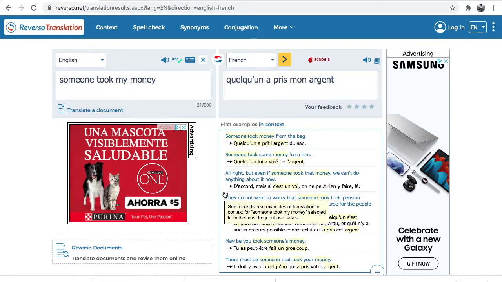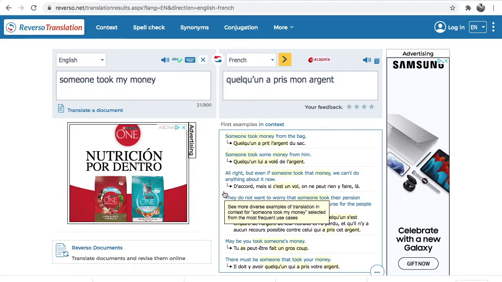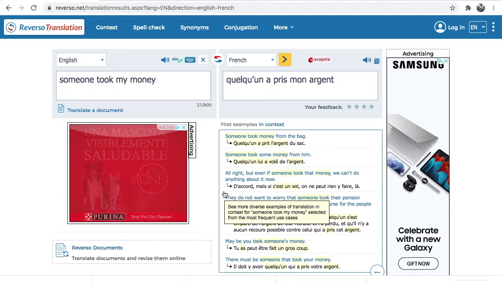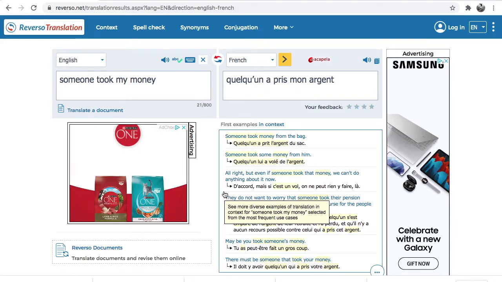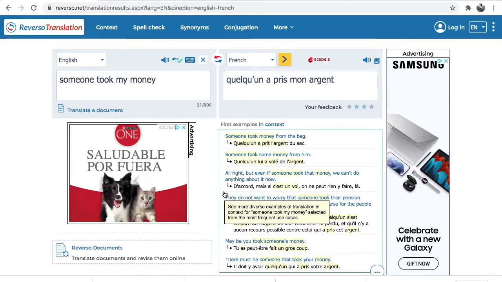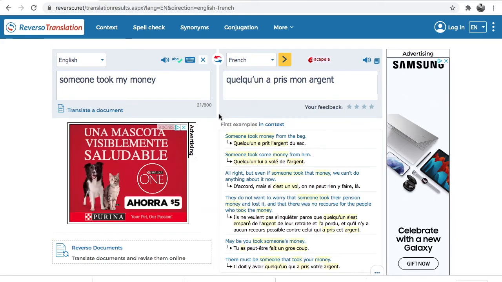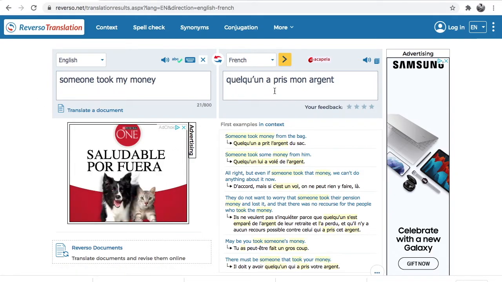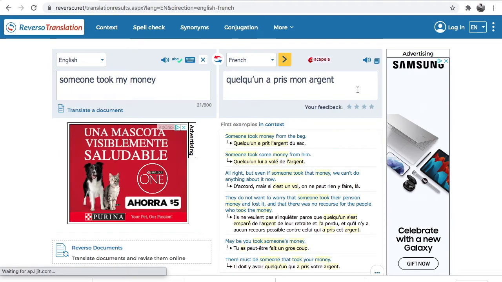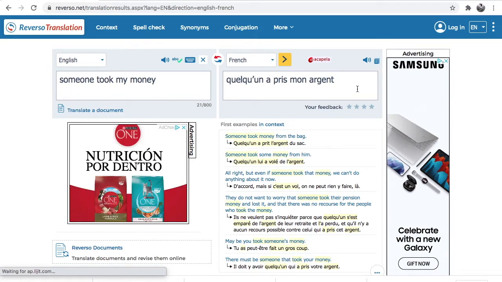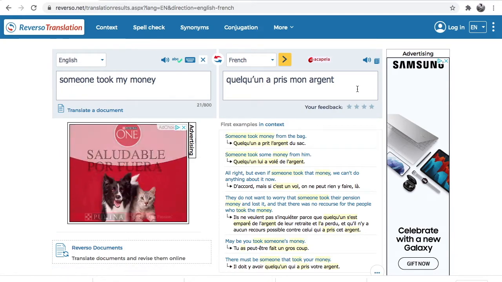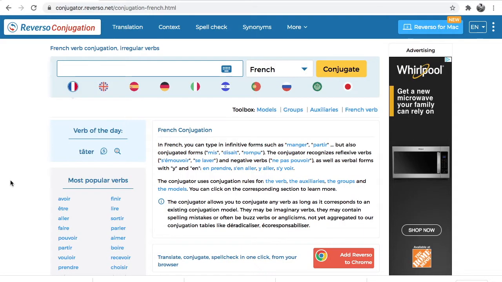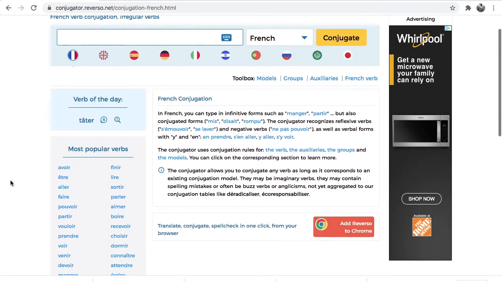Yes, exactly. And it's so awesome because you also see examples right here of that particular sentence being used in sentences, in context. So it definitely helps you gain a better understanding. And you can even copy some of these sentences down and then try to create your own sentences to better internalize that new particular word or meaning. Because yes, you do learn like quelqu'un, someone, took, a pris, because it's past tense, my money, mon argent. C'est plus facile.